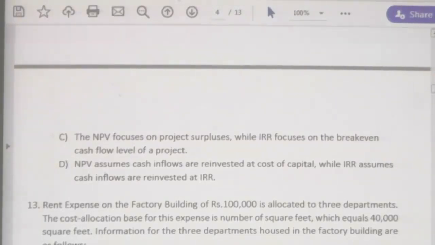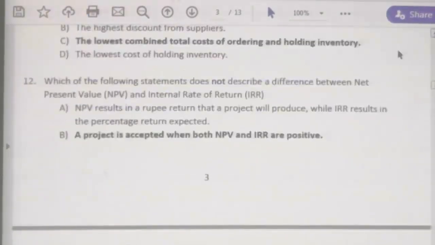NPV is the break-even point. You can decide to continue or discontinue the project. NPV assumes cash inflows are reinvested at the cost of capital. Yes, if the project reinvests the retained earnings every year, NPV assumes it will be reinvested at the cost of capital. However, IRR assumes it will be reinvested at the break-even rate, that is the IRR. Therefore, the answer they have marked as B.